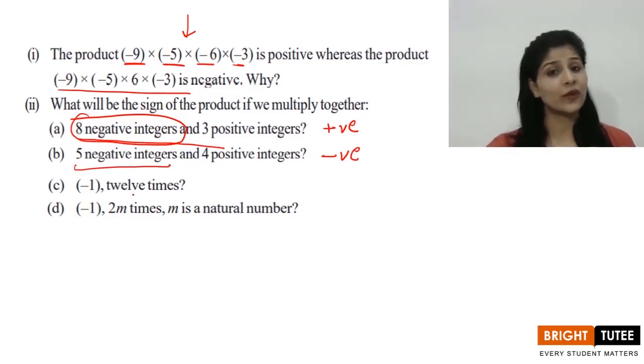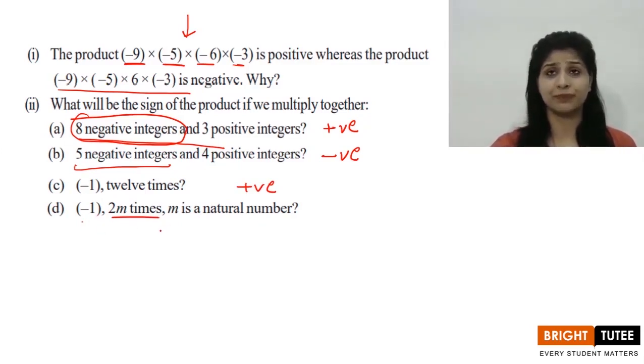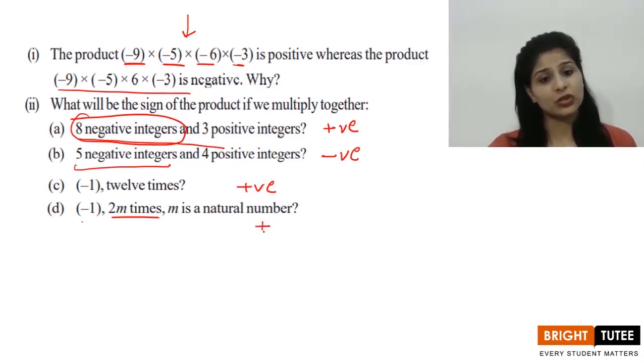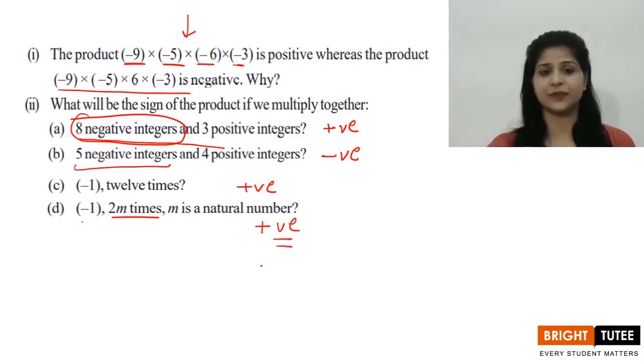Minus 1 12 times, that means we are multiplying it an even number of times, positive. Okay. Minus 1 2m times, m is a natural number, that means we are multiplying minus 1 an even number of times, 2m. M can be any number, it is a multiple of 2. So what will we say? It will also be positive. Clear?